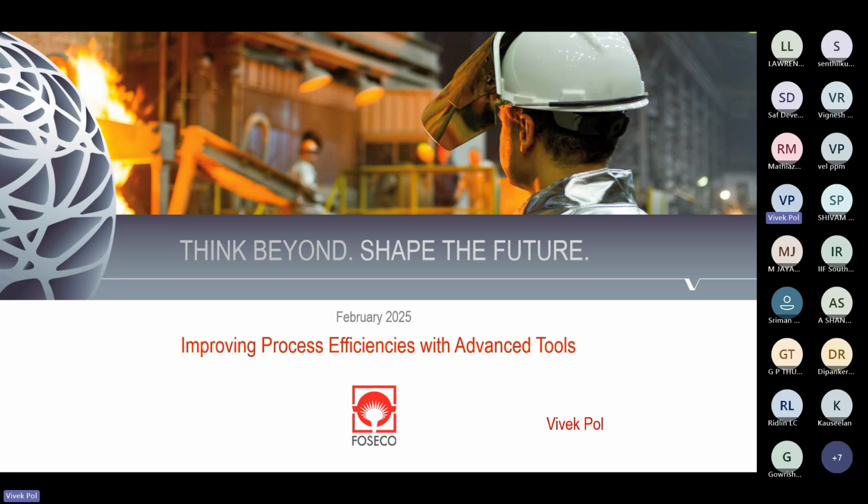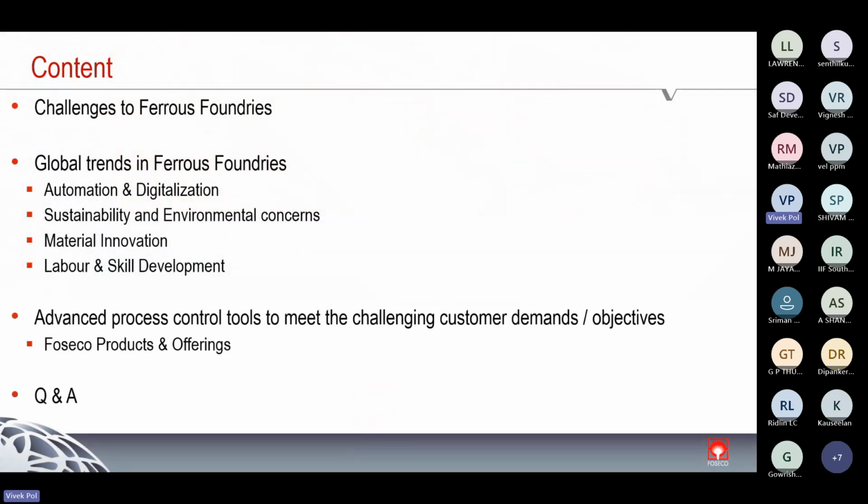So, as already introduced, today's topic is improving process efficiencies with advanced tools. The flow of the presentation would go like this. We will start with the different challenges that we foundrymen, and particularly ferrous foundries, are facing, and how these challenges are aligned with the global trends. Then, to meet these challenging and demanding requirements by customers, how Foseco, its products and offerings would help to overcome those challenges. And at the end, we will take a question and answer session.